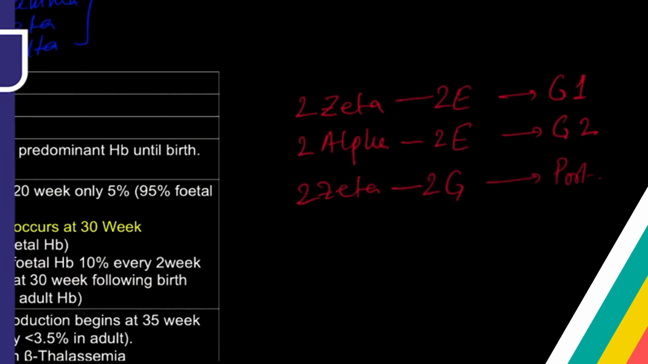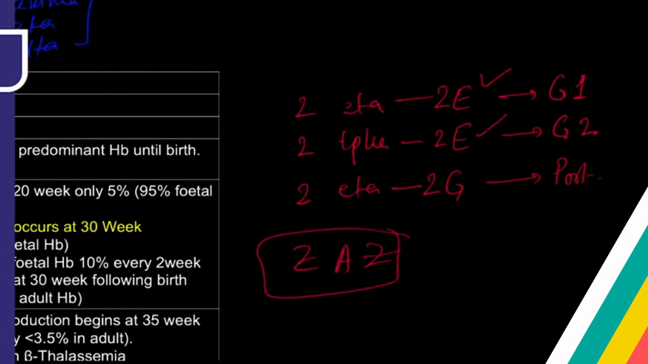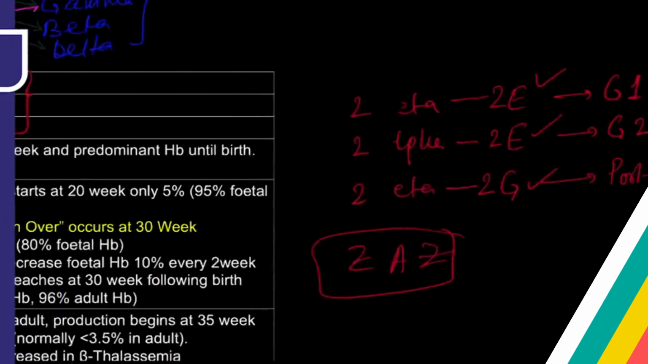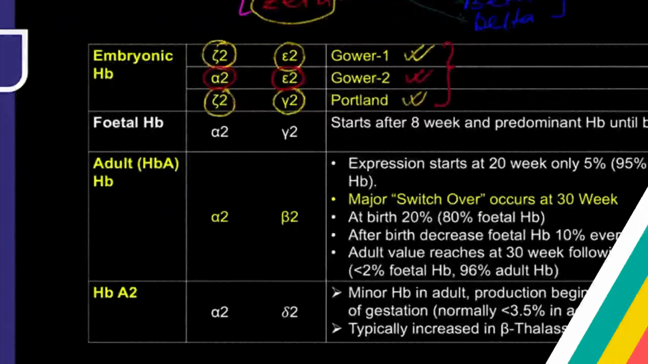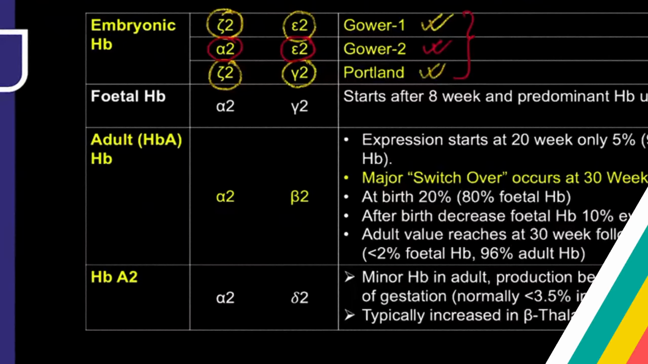So we remember like this: zeta, alpha, zeta, Z, A, Z, right? And here we remember E, E, G. So if you arrange them, then you are going to find this Gower 1, Gower 2 and Portland hemoglobin, right? This is all embryonic hemoglobin.